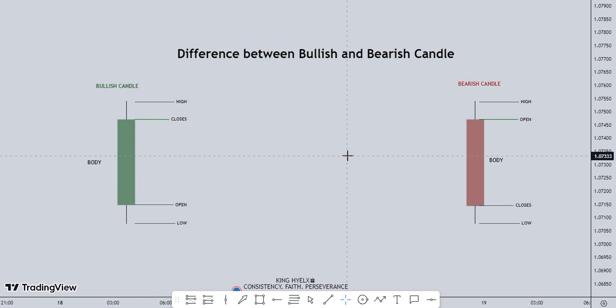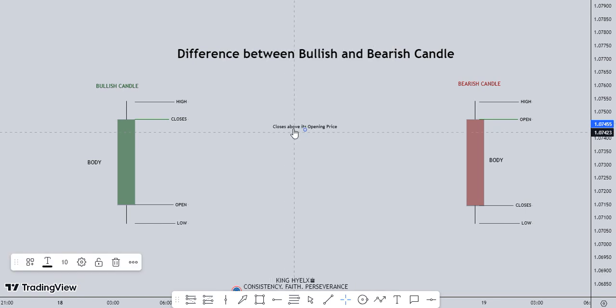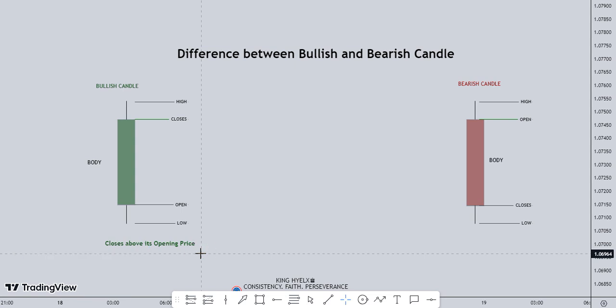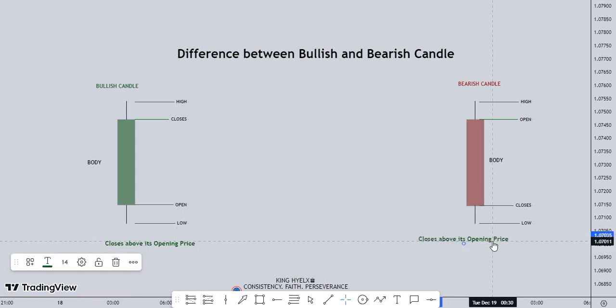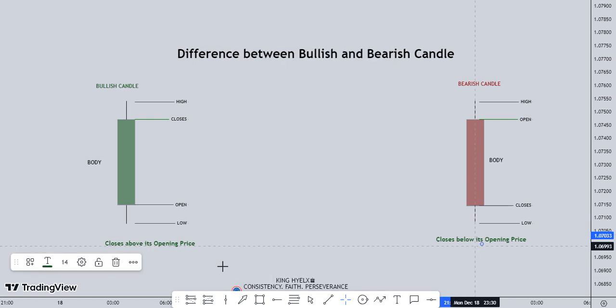Now, other key takeaway. Let's just write this down first of all. A bullish candle closes above its opening price. Let's keep this over here. That's key feature number one. Let's give it the green color. Increase the size a little bit. While this one closes below its opening price. Let's give it red.